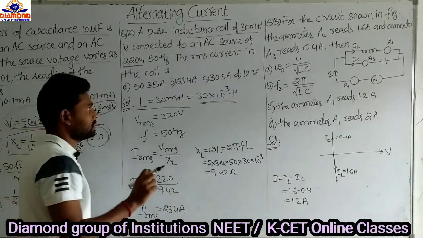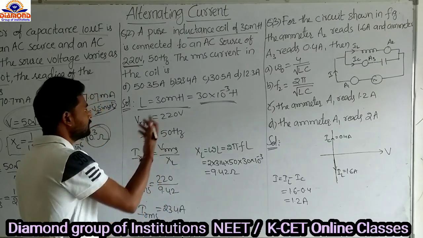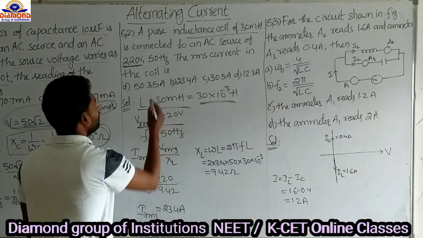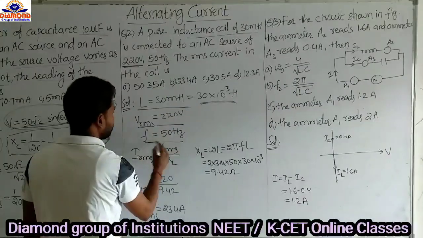Okay, they are given an AC source of some voltage, that is the VRMS. That is 220 volt they given. So VRMS value is 220 volt, and the frequency they given is 50 Hz.